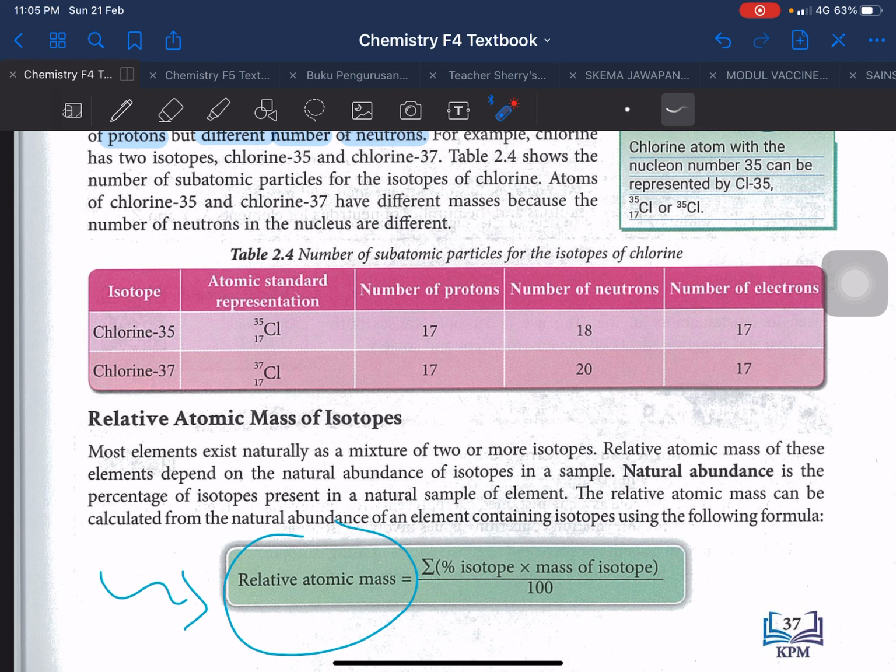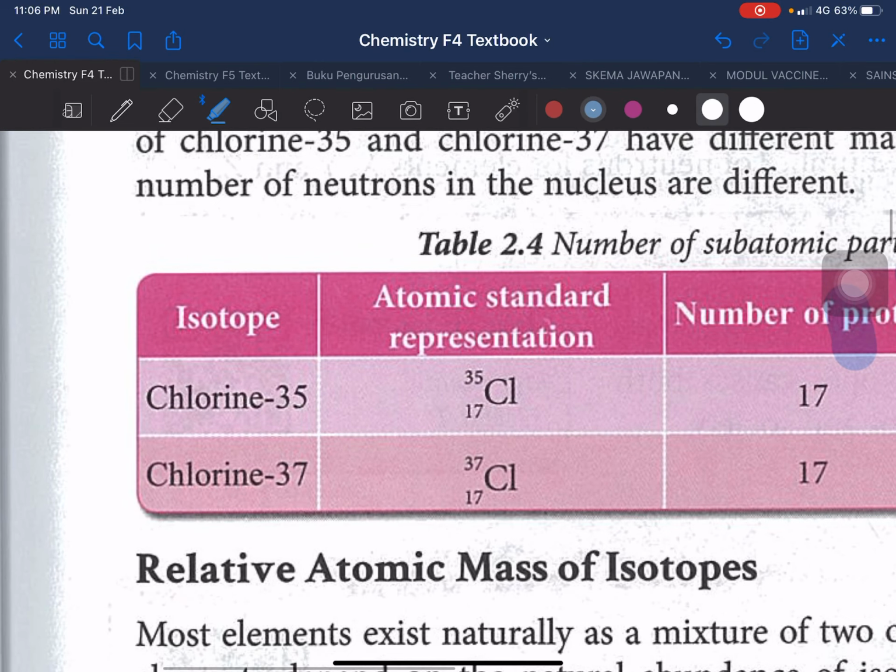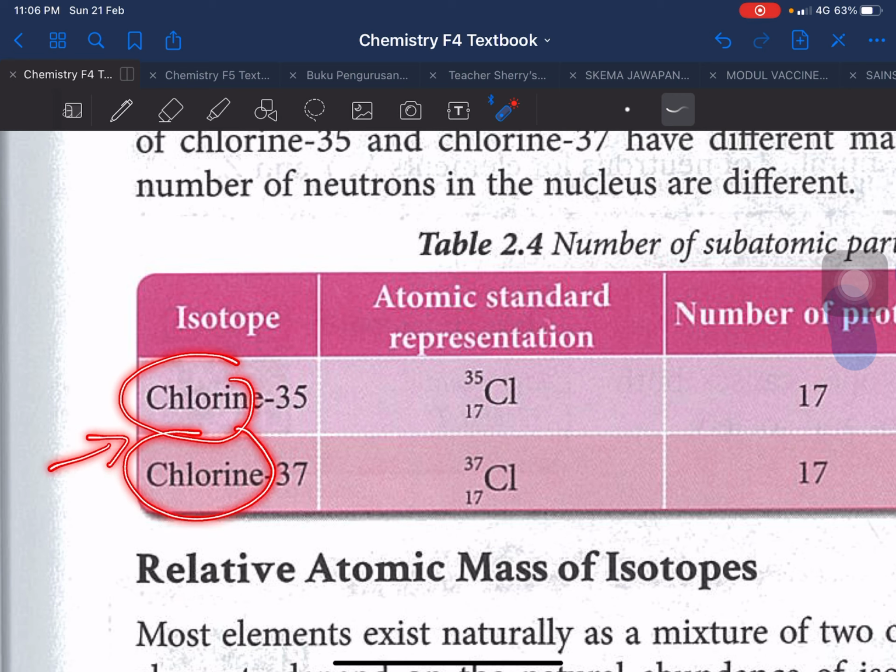Let's look at this table, 2.4. This is the number of subatomic particles. Okay, cikgu hopes you still remember what a subatomic particle is. There are three: P-E-N, proton, electron, neutron. So, let's look at isotopes. I told you just now, isotopes are atoms of the same element. The same element, chlorine. But why are they called isotopes? Because they have different neutron numbers.